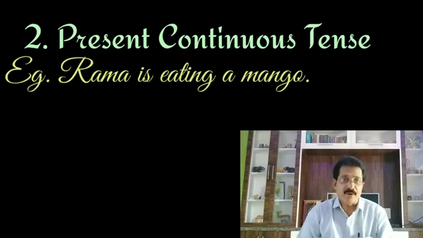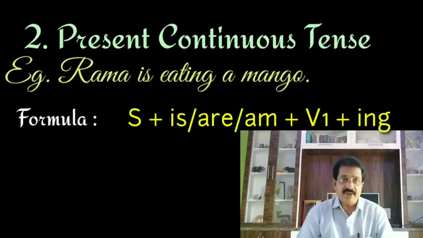So let's see the formula, because we said whenever we want to identify a tense or make a structure of a sentence, we should know the formula. Rama is eating a mango. Rama is the subject, is is the auxiliary verb.